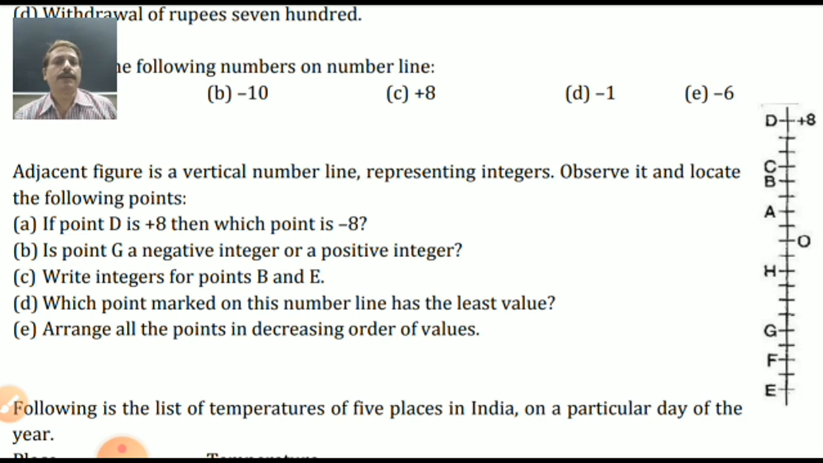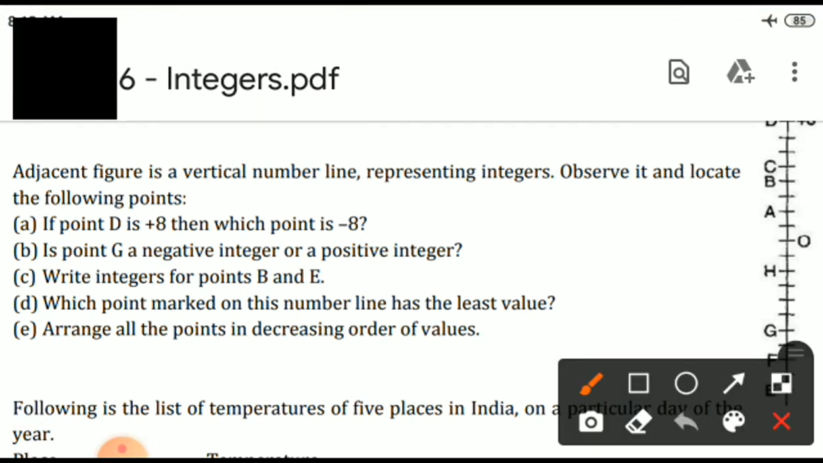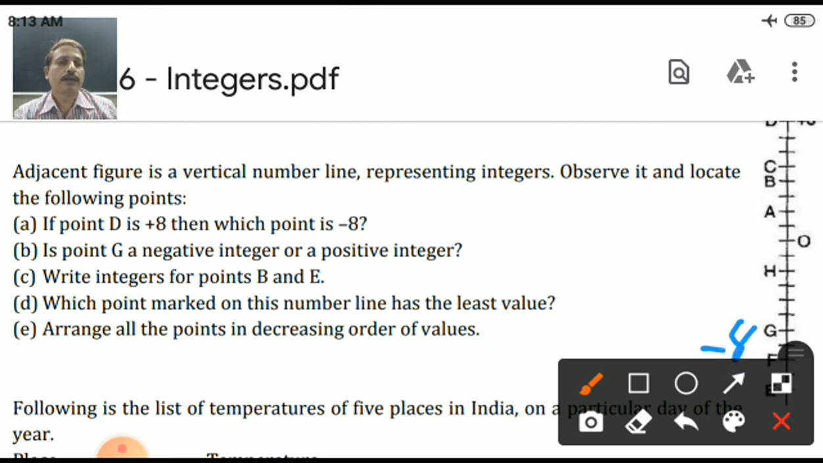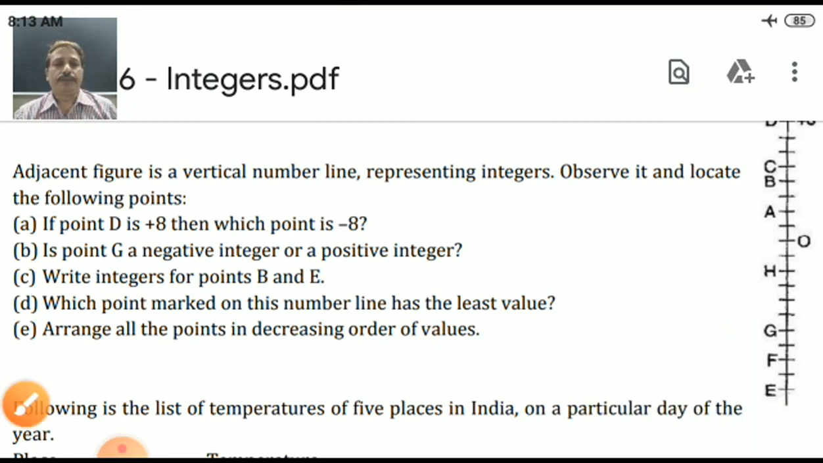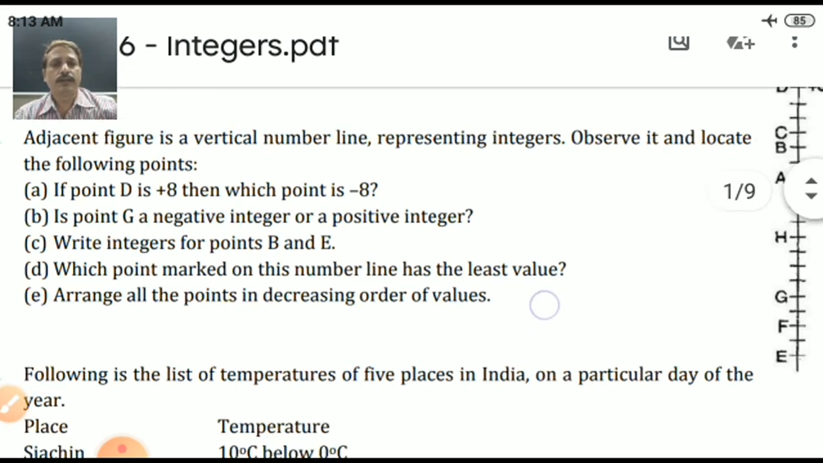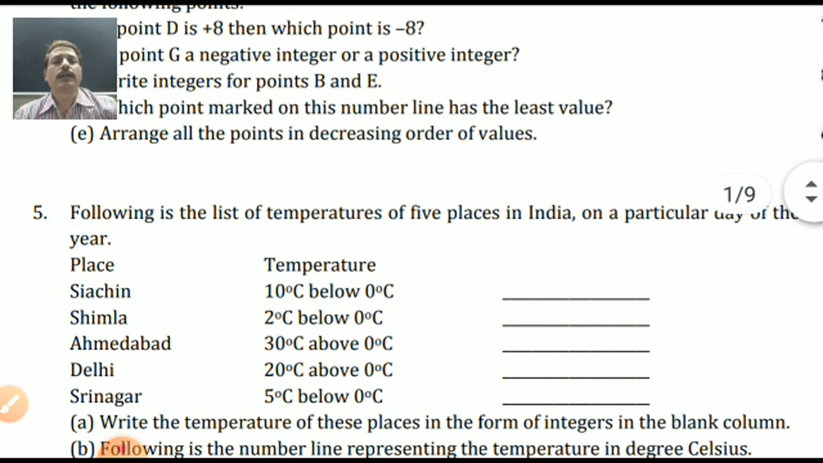If point D is plus 8, then which point is minus 8? Just count from that. I want to show you one answer only here. 1, 2, 3, 4, 5, 6, 7, 8. F. On the F, minus 8 is there. Yes, students? Correct. F. Like that way we can find out the answers very easily. Look at the next question.